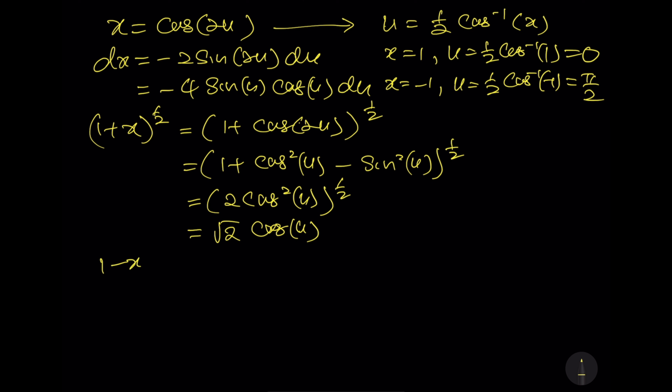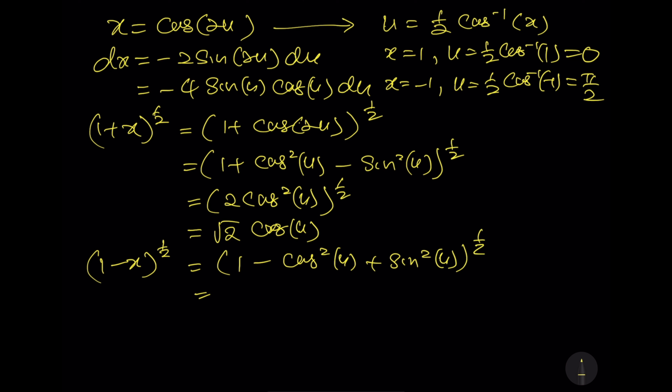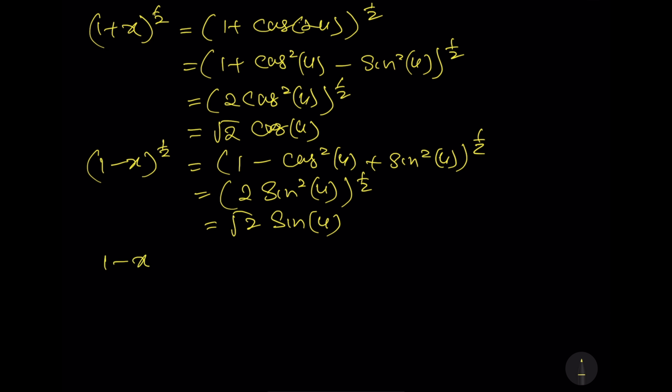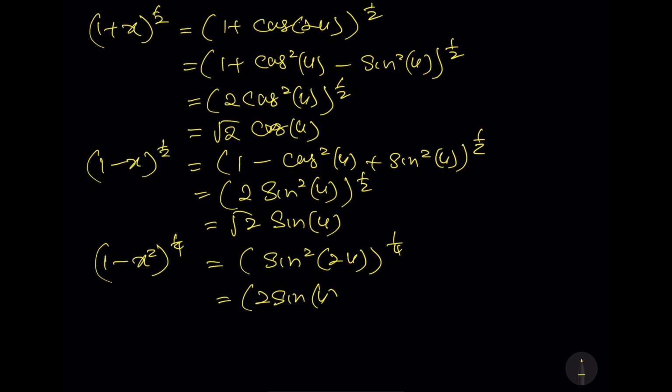For the 1 minus x power half, again we apply double angle identity of cosine as well as Pythagoras identity. It is equal to square root of 2 sine u. 1 minus x squared power quarter is equals to sine squared 2u power quarter, which is equals to 2 sine u cos u power half. Of course, we can take out the constant 2 becomes square root of 2, while cos u multiply sine u power with half.